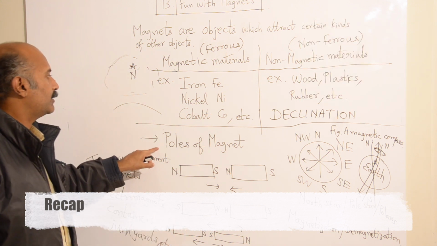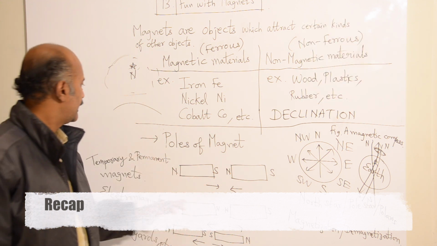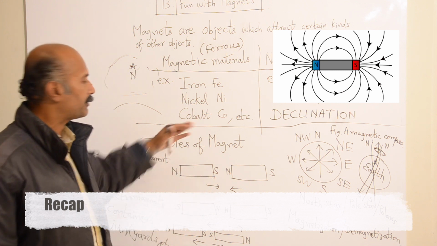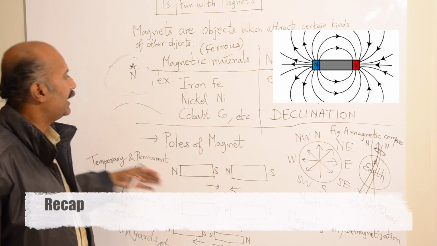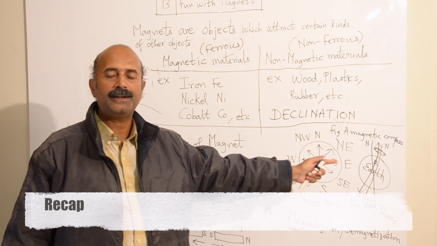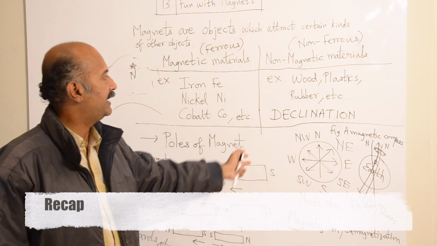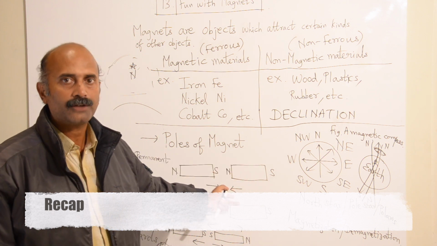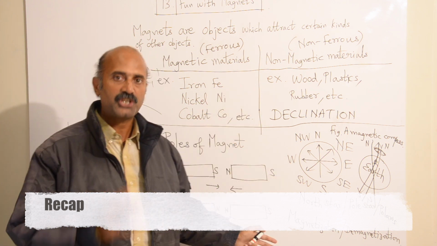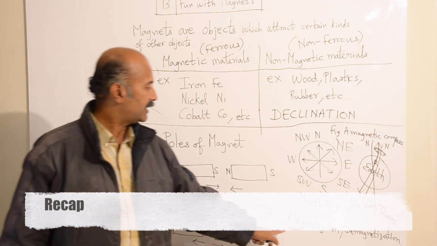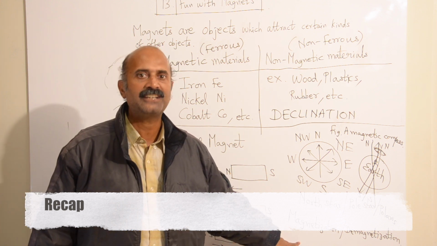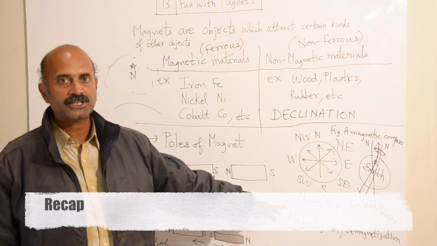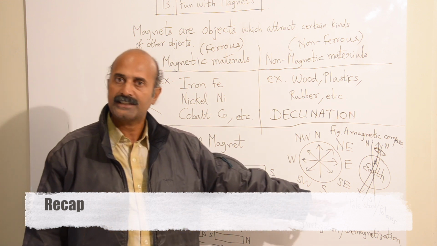Then we discussed the poles of a magnet, the north-south poles, and the magnetic field lines, which always flow from the north to the south pole. We discussed the geographical north and the magnetic north. We discussed the declination, the angle of difference between the magnetic north and the geographical north of the Earth. And the Earth itself is a giant magnet. We discussed the process of magnetization and demagnetization, and the North Star, also known as the Pole Star, or Polaris.